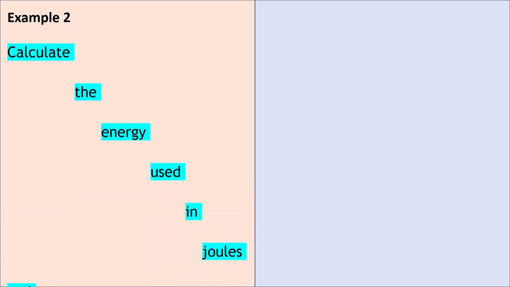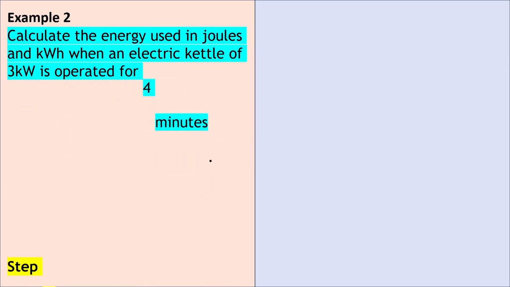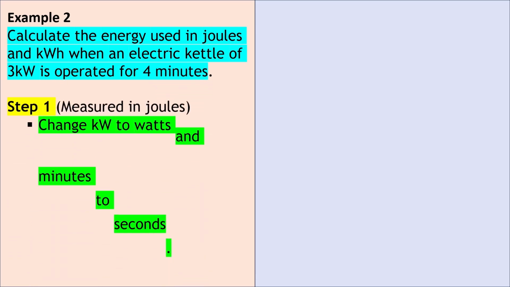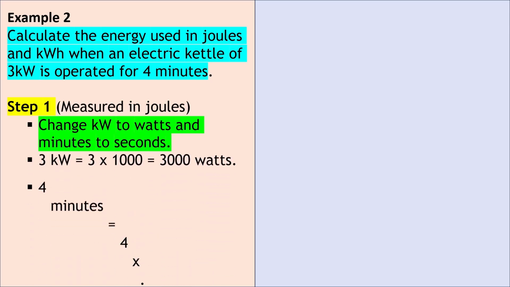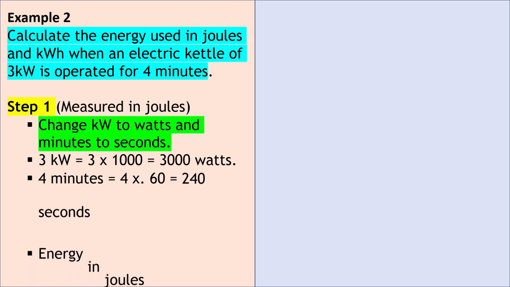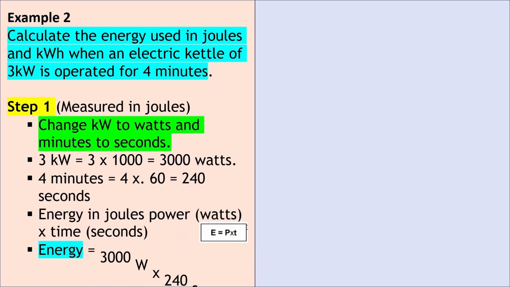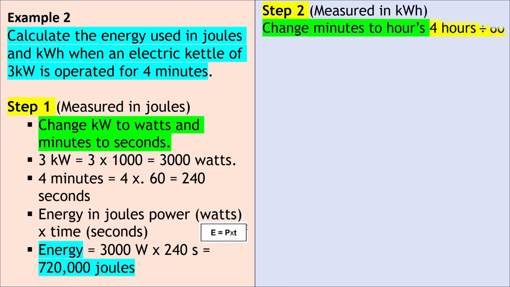Example 2. Calculate the energy used in joules and kilowatt hours when an electric kettle of 3 kilowatts is operated for 4 minutes. Step 1, measured in joules. Change kilowatts to watts and minutes to seconds. 3 kilowatts equals 3 times 1,000 equals 3,000 watts. 4 minutes is equal to 4 times 60, which equals 240 seconds. Energy in joules is power in watts times time in seconds. Energy equals 3,000 watts times 240 seconds, which equals 720,000 joules.